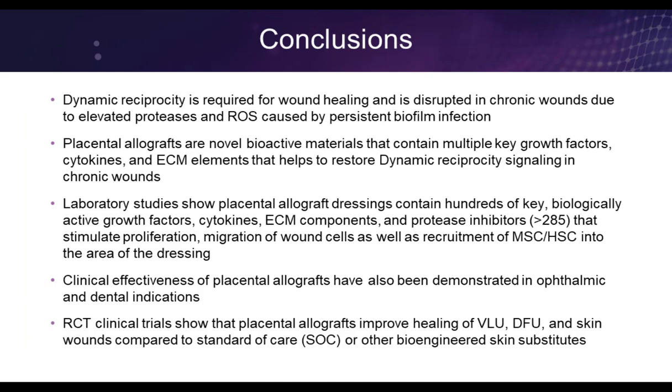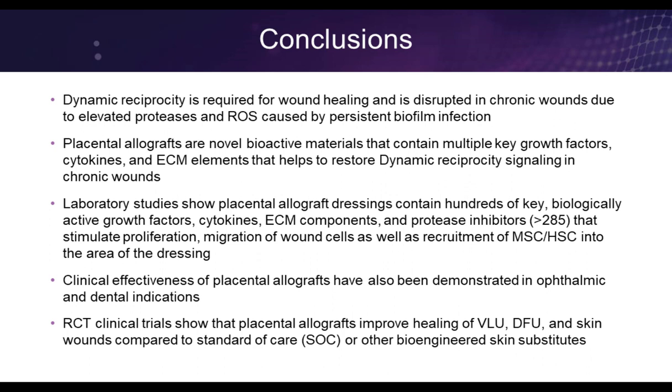So finally, in conclusion, just to review, we talked about dynamic reciprocity and why this is so important and required for healing, and how it becomes disrupted in chronic wounds due to these elevated proteases and reactive oxygen species that are usually caused by persistent biofilm infection. And as we saw with the step down then step up concept, placental allografts are a very important and novel bioactive material that contains multiple growth factors, cytokines, and matrix proteins that help to quickly restore this dynamic reciprocity signaling and convert chronic wounds into healing wounds.